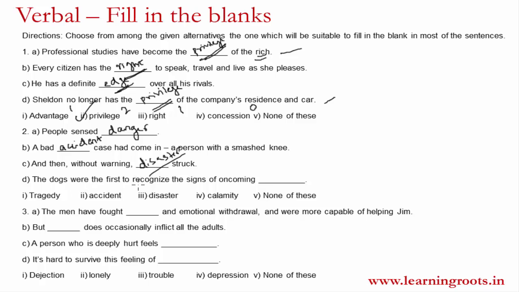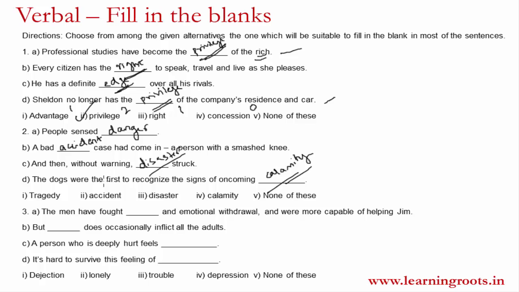And finally, the dogs were the first to recognize the signs of oncoming dash. So oncoming, some calamity or some natural phenomenon was supposed to happen, and the dogs were the first to recognize. You would have seen or read in most cases that when an earthquake is about to happen, or when a cyclone is about to happen, animals have far better senses as compared to humans, so they are the first ones to recognize. So some calamity, a natural calamity, or some untoward incident again.